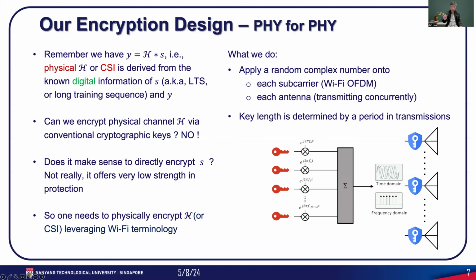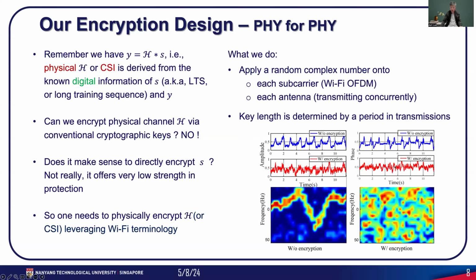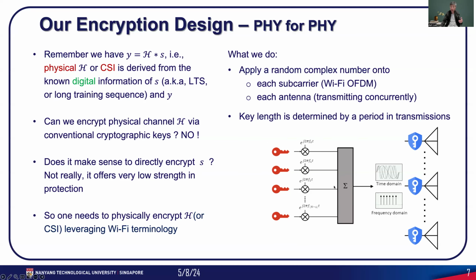Here we should highlight that the channel is actually separated into two parts. One is the air channel, which we can't really control, but the other is what we could control, something happening within the Wi-Fi card. Here we have different Wi-Fi technologies called OFDM and MIMO. OFDM involves different subcarriers, and MIMO involves different antennas.